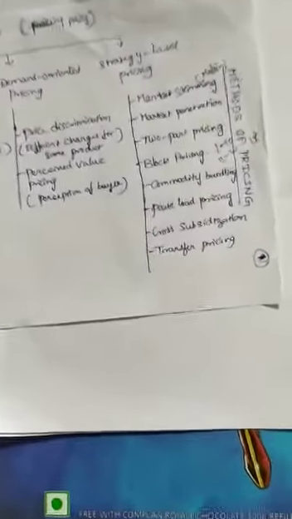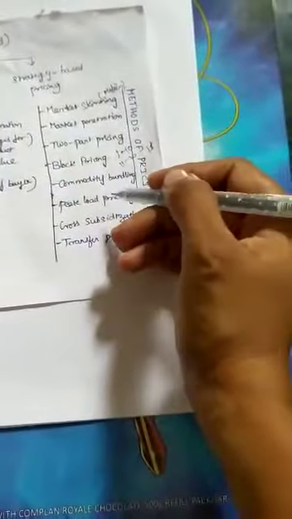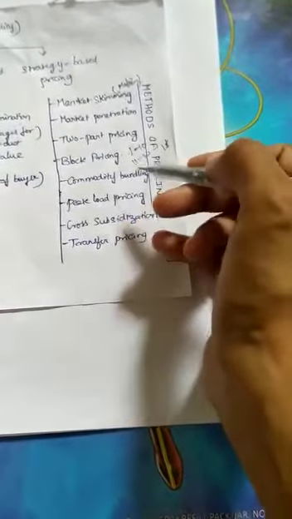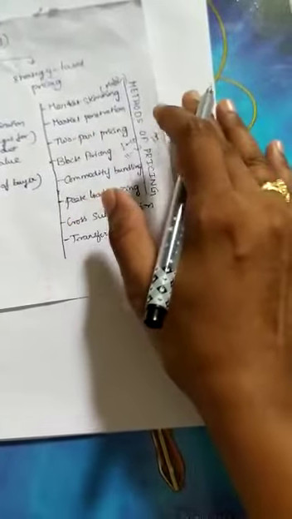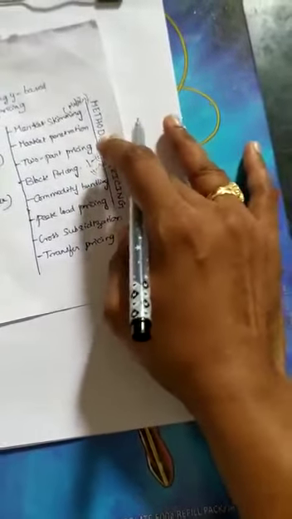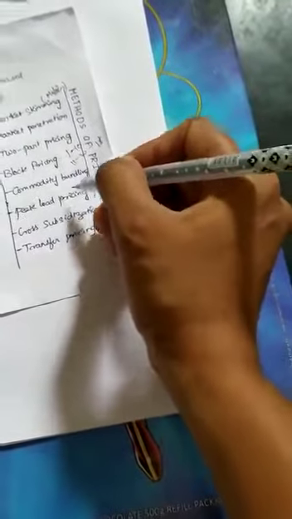Next, commodity bundle pricing. Commodity bundle pricing means a seller offers a package or set of goods or services at a lower price than they would charge if the customer bought all of them separately. Example, cable TV channel plans. The best example is cable TV channel plans.